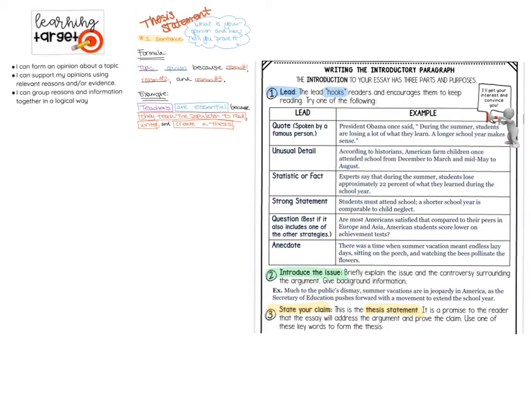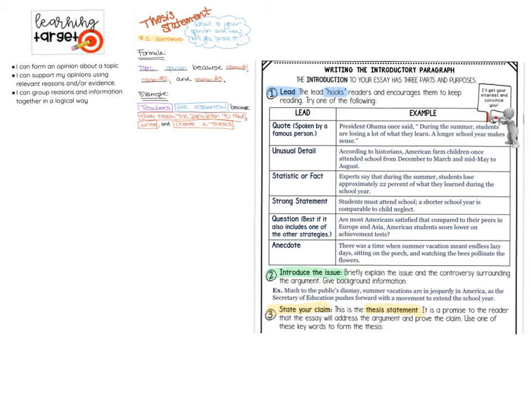Then number 2 is you would briefly explain or introduce the issues. So if there are issues and controversy surrounding the argument, you would maybe give some background information. An example here was, "Much to the public's dismay, summer vacations are in jeopardy in America as the Secretary of Education pushes forward with a movement to extend the school year." Now, if some people didn't know that, they could think you're making this up, but it really makes you want to read more.